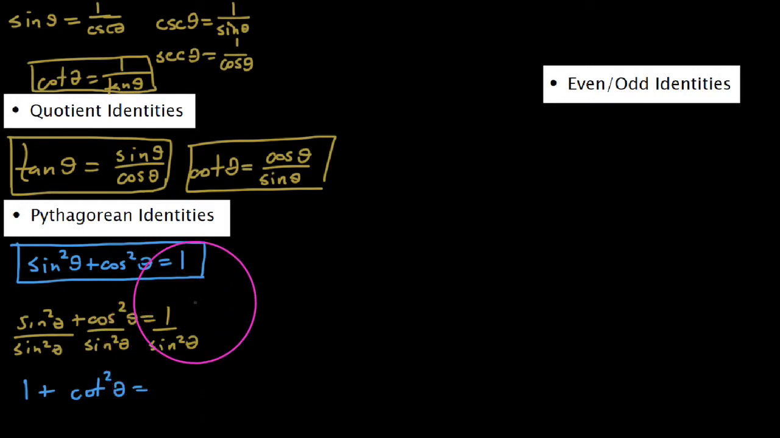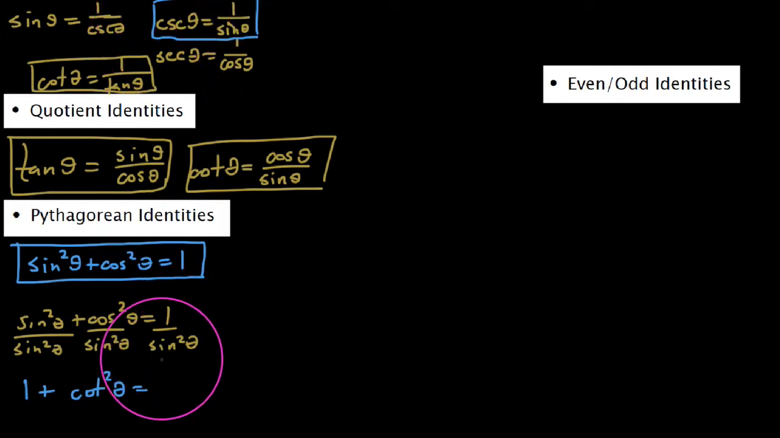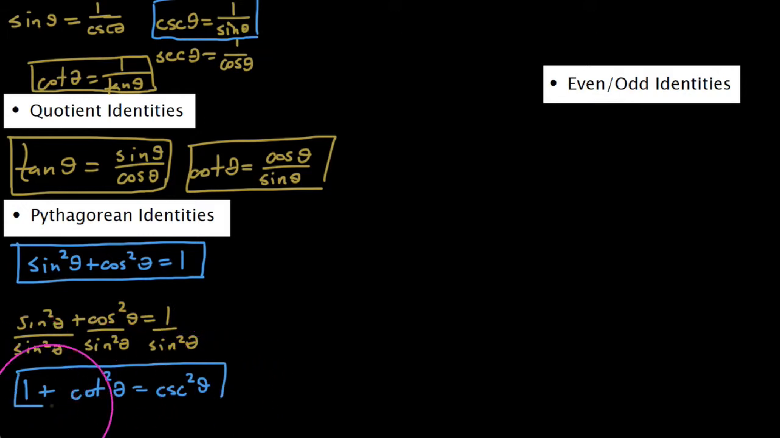And again, 1 over sine, what we know about 1 over sine is it's this identity up here. So we could replace that 1 over sine with really a cosecant. And since this is a 1 over sine squared, this really should be written as a cosecant squared of theta. So this is the second of our three Pythagorean identities.